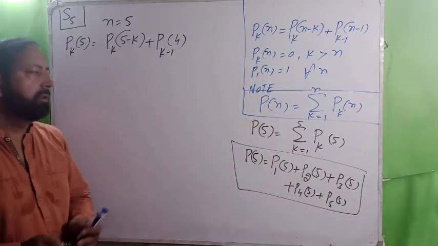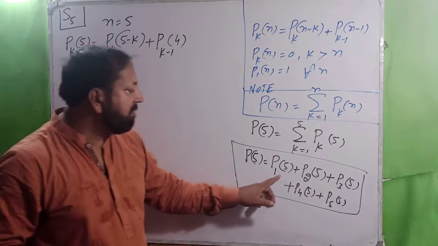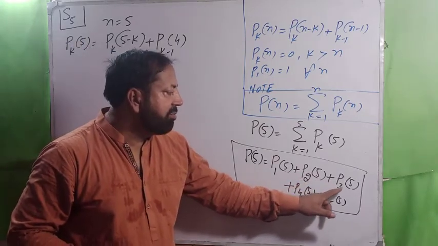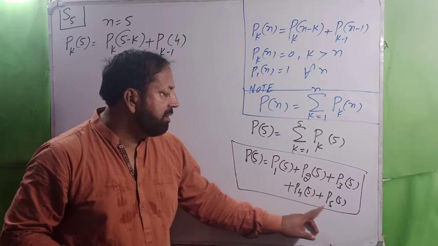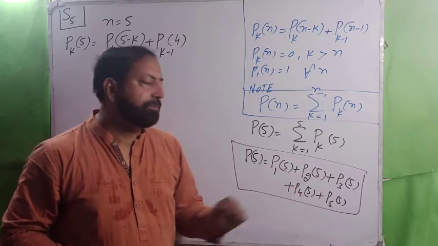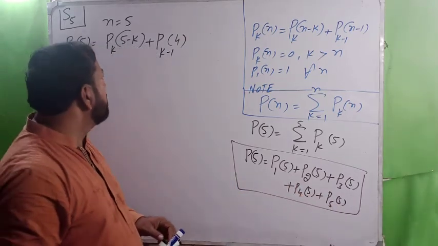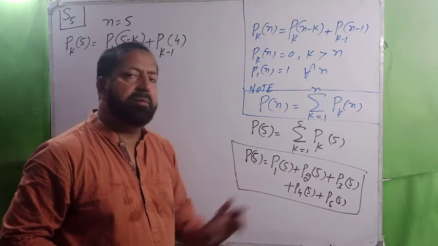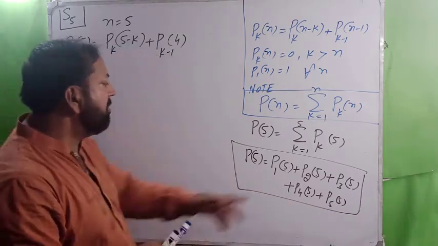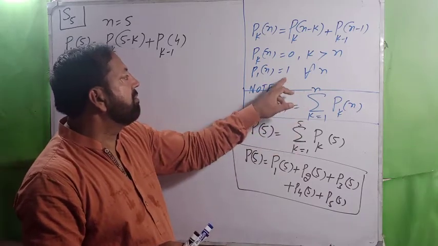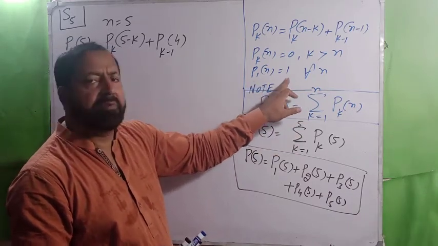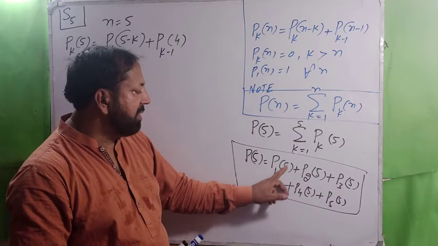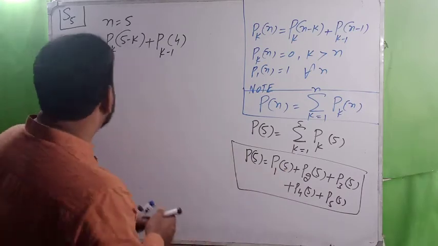Okay, so we need to find P15, P25, P35, P45, P55, right? First of all we will find P55. And you know P1n is equal to 1 for all n. So P15 is equal to 1, clearly.